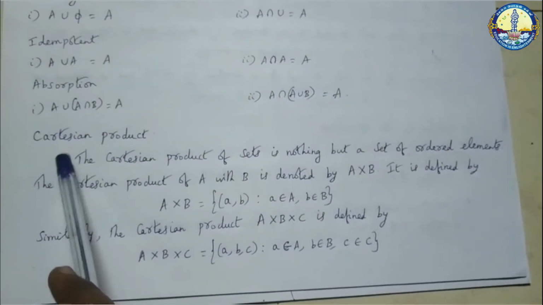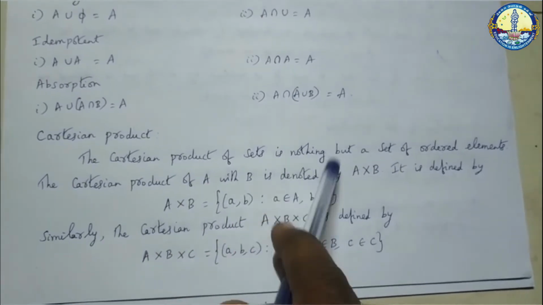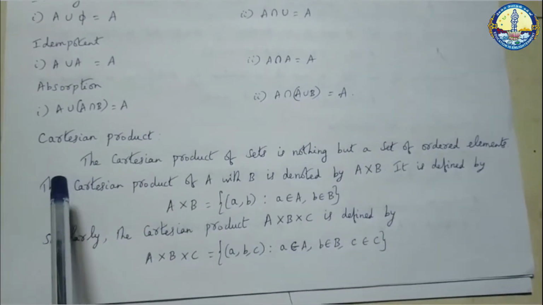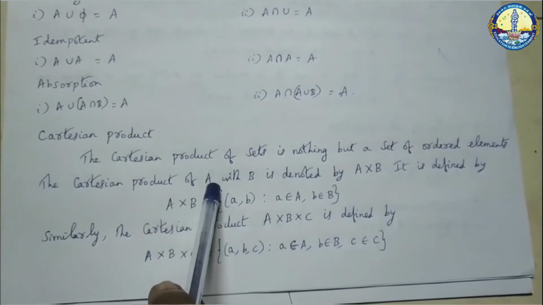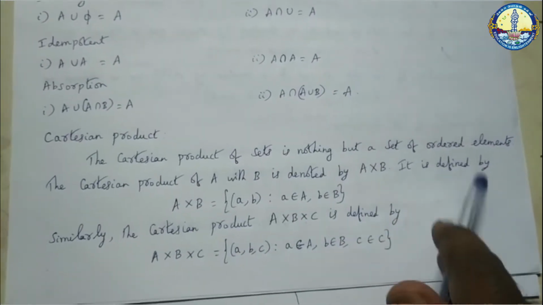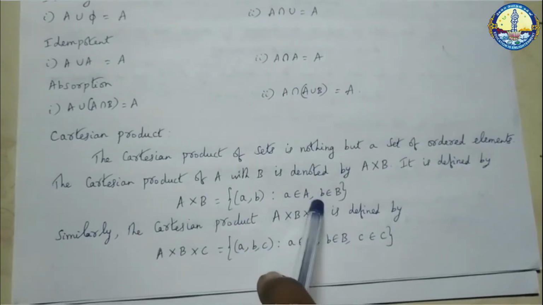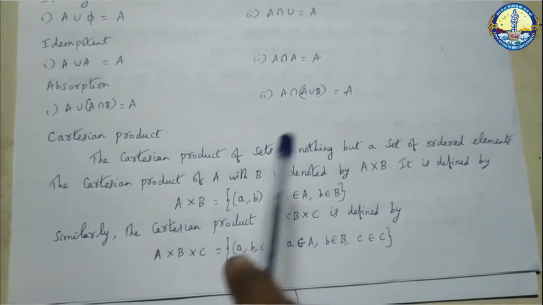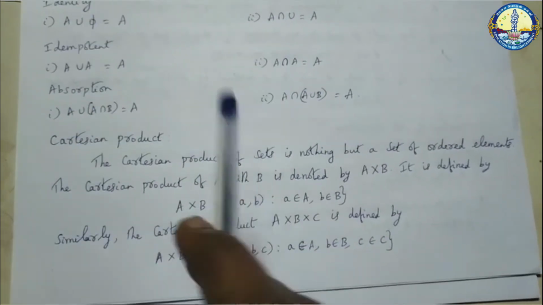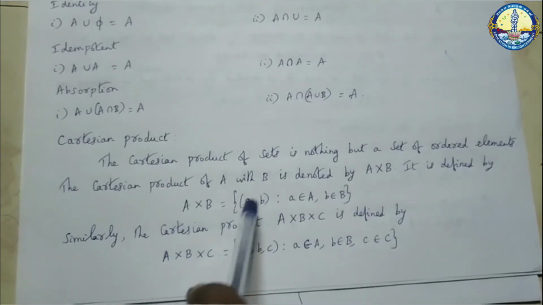Next is Cartesian products. The Cartesian product of sets is nothing but a set of ordered pairs. The Cartesian product of A with B is denoted by A cross B. It is defined as A cross B equals {(a, b) : a belongs to A and b belongs to B}. So the Cartesian product is a set of ordered pairs, that is (a, b), for example (1, 2), (3, 4). We have to put them in brackets, with two sets and two elements.